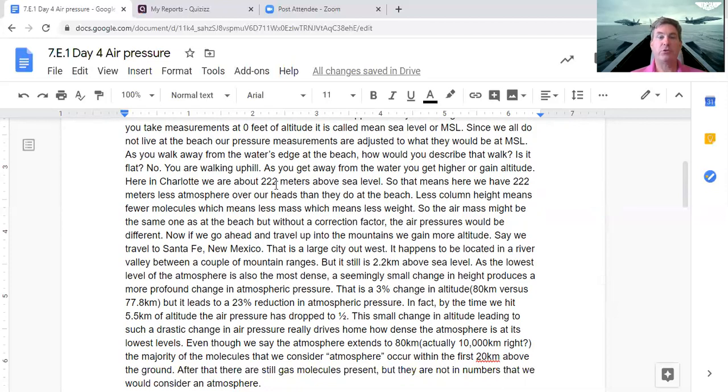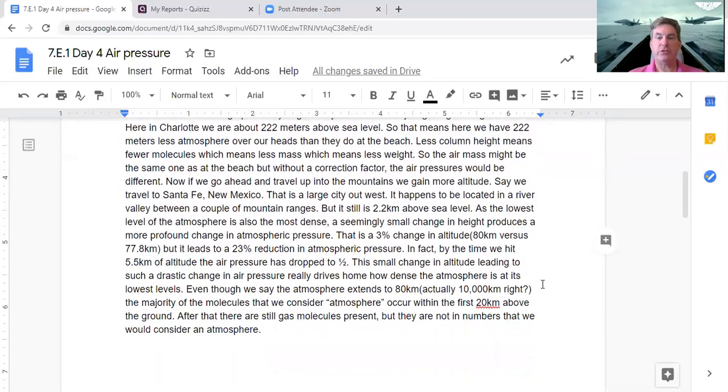So here in Charlotte, we're 222 meters. They're 2,200 meters above sea level. That's pretty high. The lowest level of the atmosphere is also the most dense, but again, gravity pulls those molecules down. You're going to find more of them at the bottom than at the top of that column because of the effect of gravity pulling them down. So the densest air, where the most air molecules are, and thereby the most mass of air molecules, is at sea level. And as you go higher, air pressure changes very quickly.